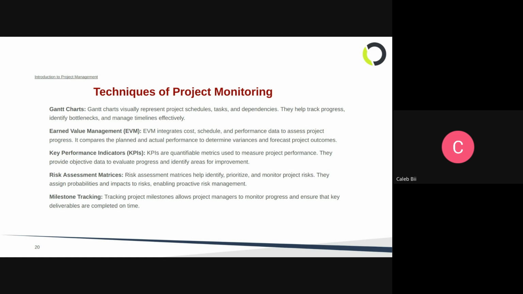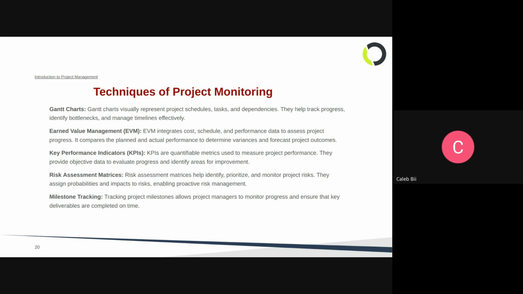So we have risk assessment metrics. Risk assessment metrics identify, prioritize, and monitor project risks. Using this technique, it will be easier for you to track risks, identify the risks at hand, and also try to mitigate them.